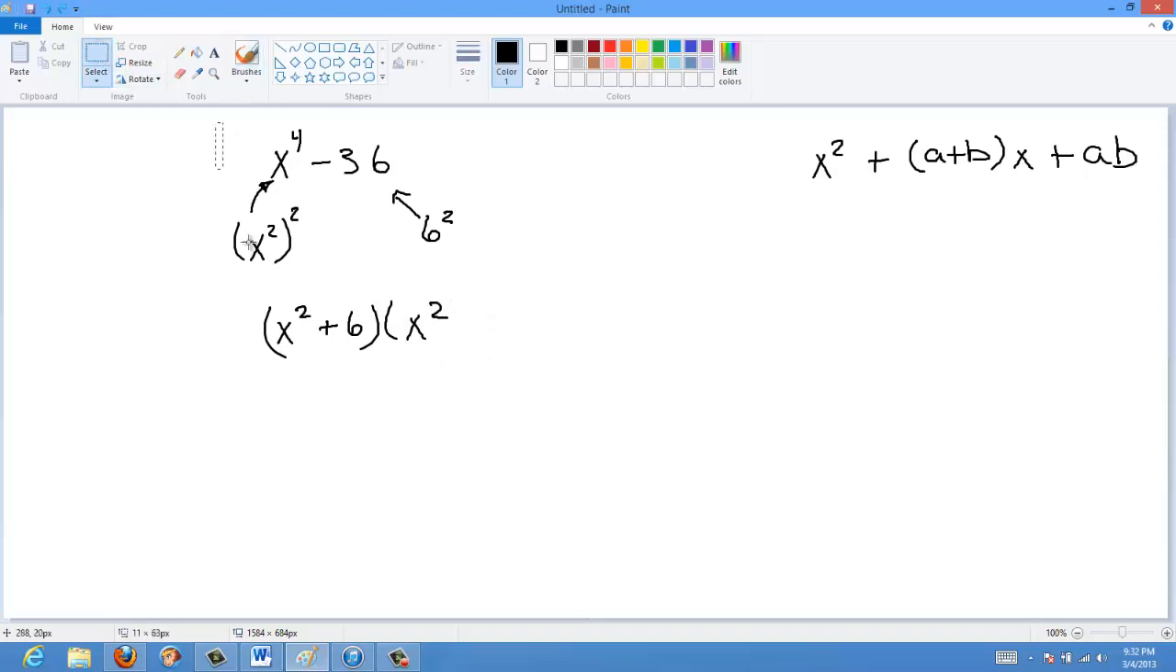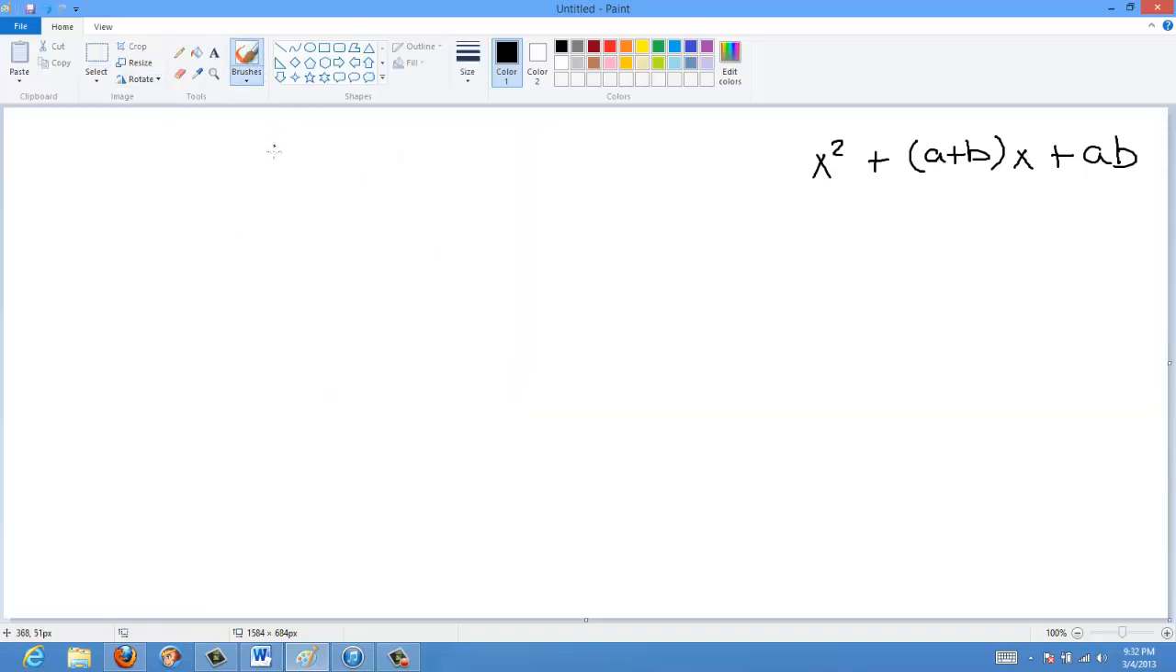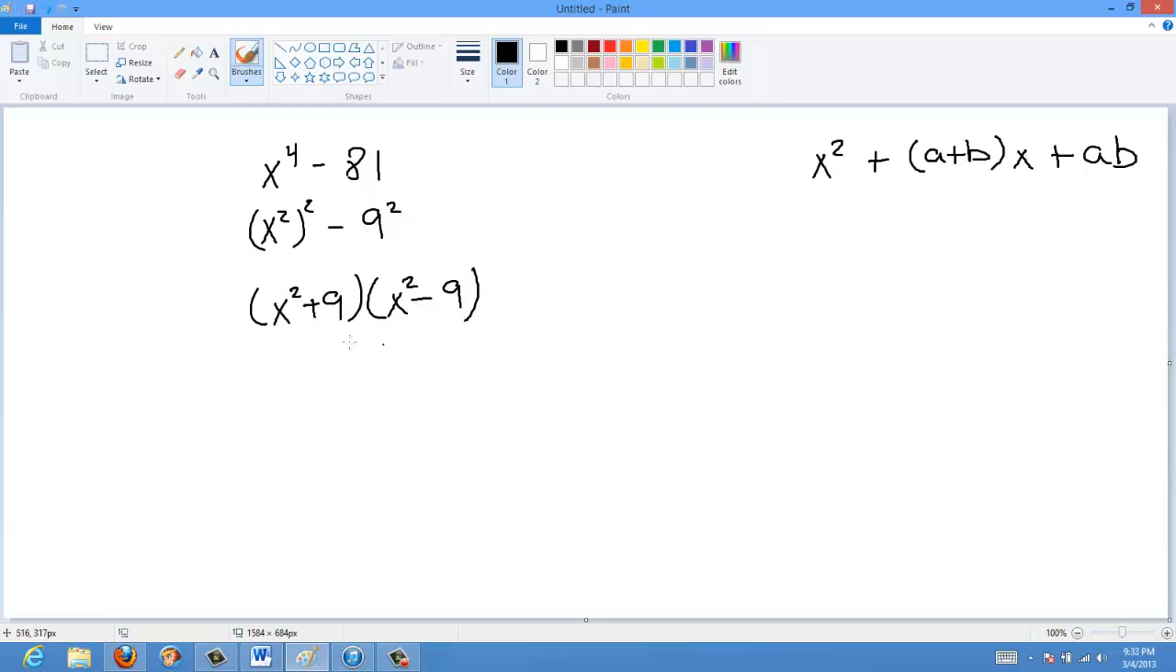Let's take one last one, a similar example, x to the 4 minus 81. As I said, this is x squared squared minus 9 squared. So when we factor this, this would be x squared minus 9 and x squared plus 9. It doesn't really matter the order that you put them in. I just want to be able to write off to the right hand side, and so that's why I'm positioning it like this.